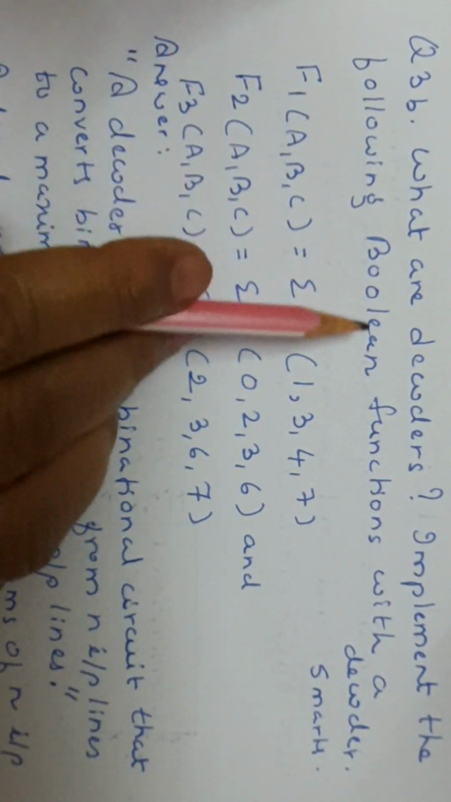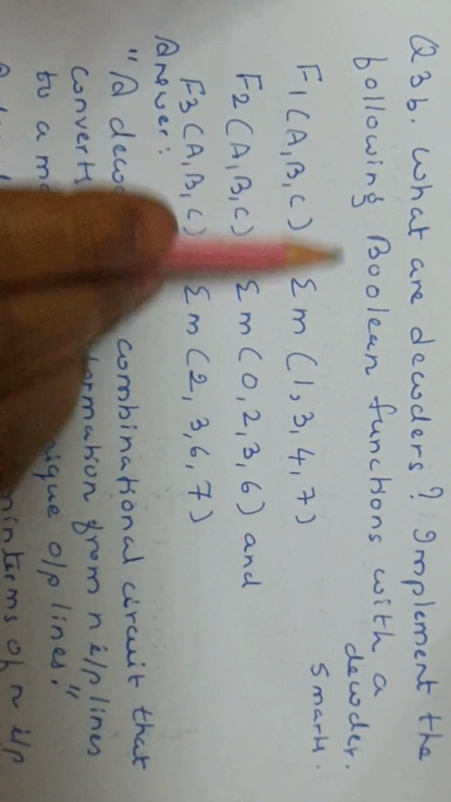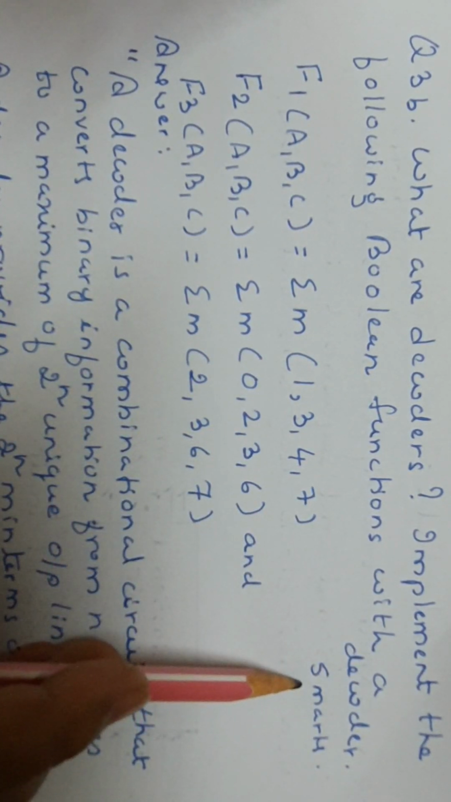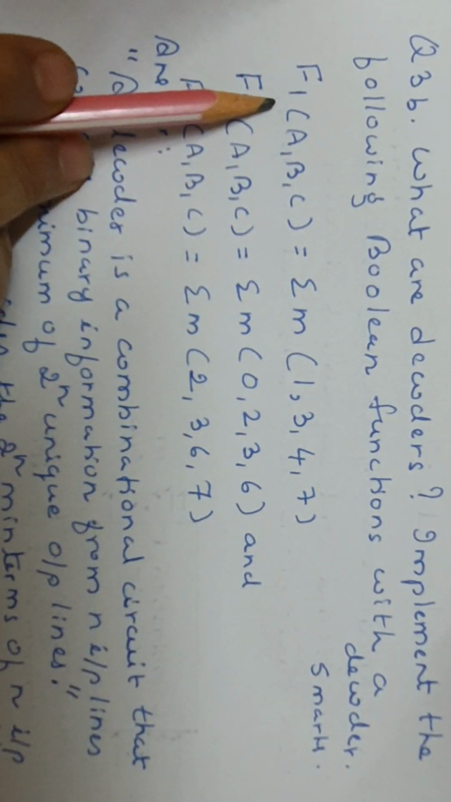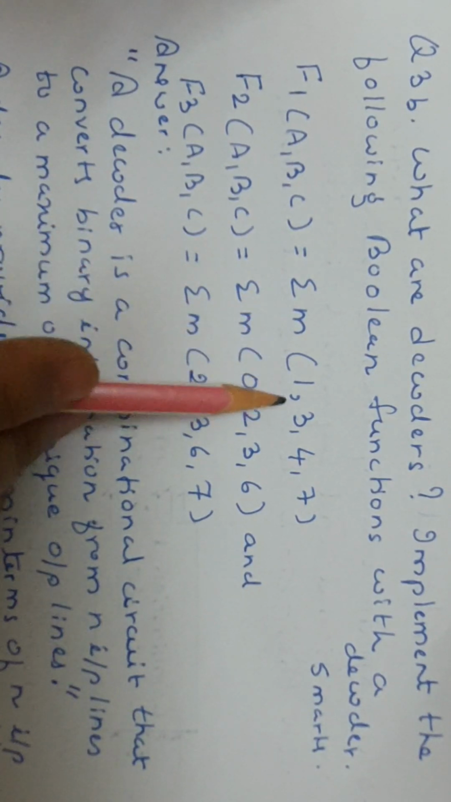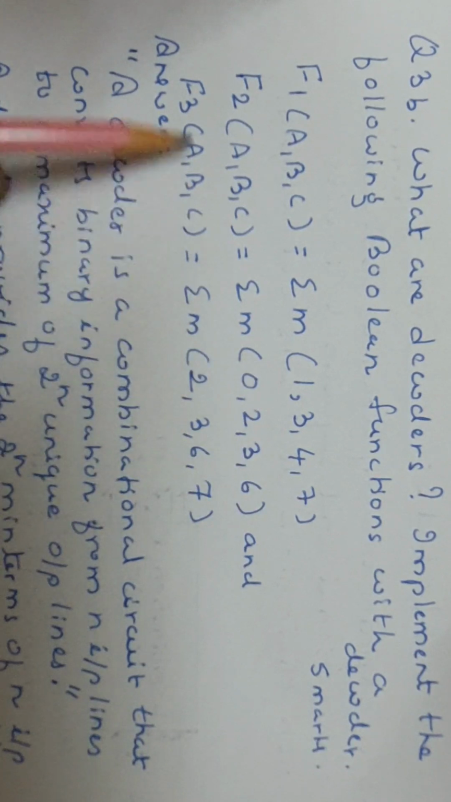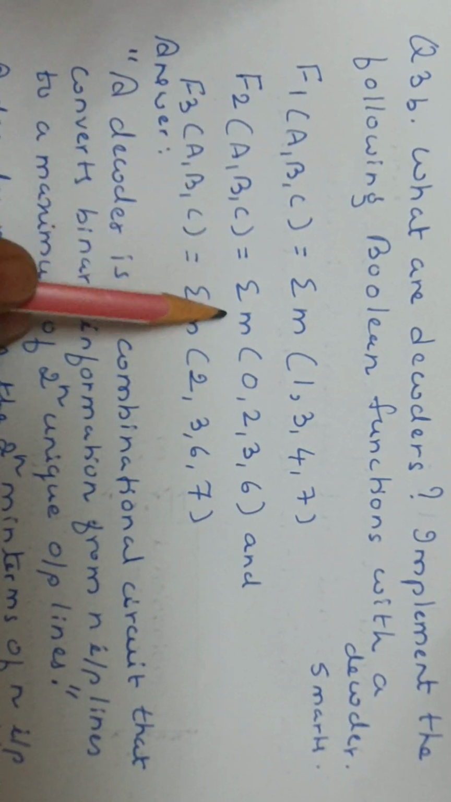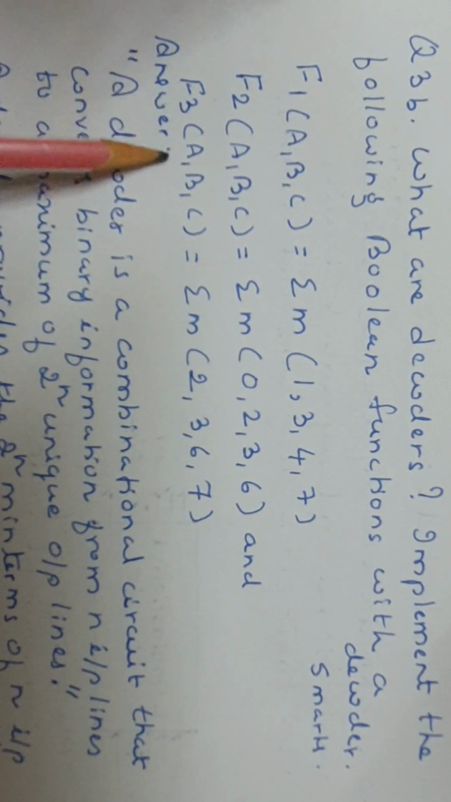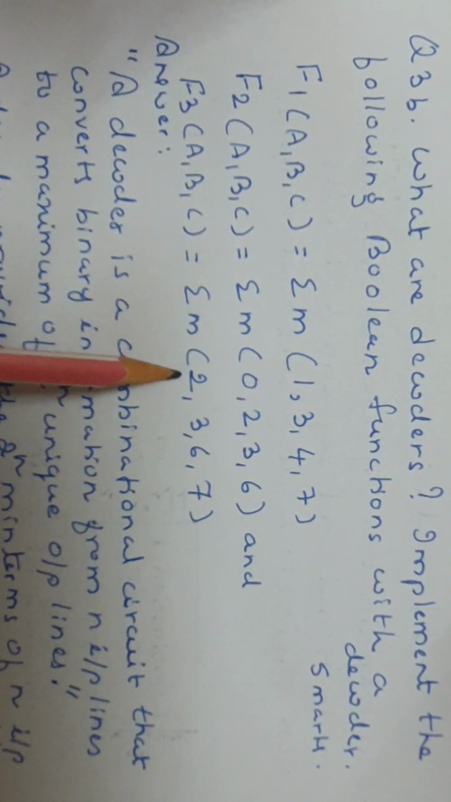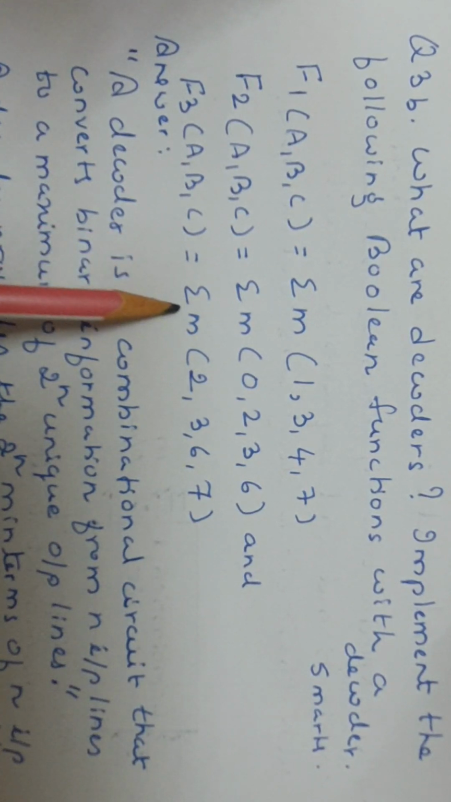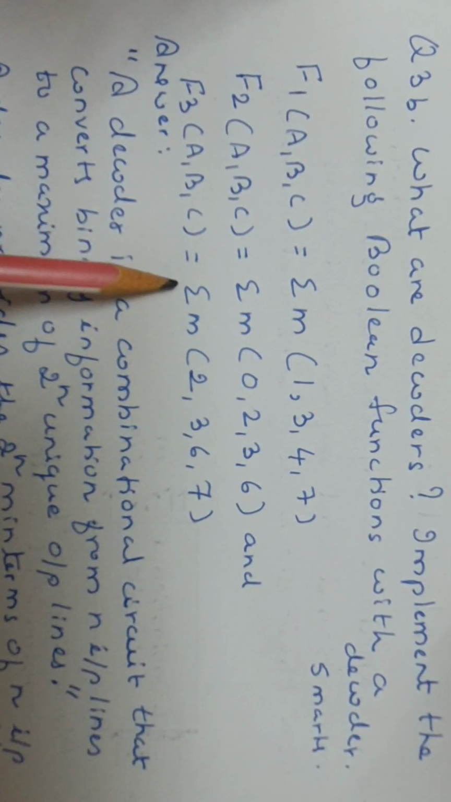Next, question number 3b, what are decoders? Implement the following boolean functions with the decoder. This is for 5 marks. So the given functions are f1 of abc equal to sigma m, these are min terms, 1 3 4 7. Then the second function f2 of abc equal to sigma m of 0 2 3 6, and the third function f3 of abc equal to sigma m of 2 3 6 7. So we have to state what a decoder is and implement these functions using a decoder.